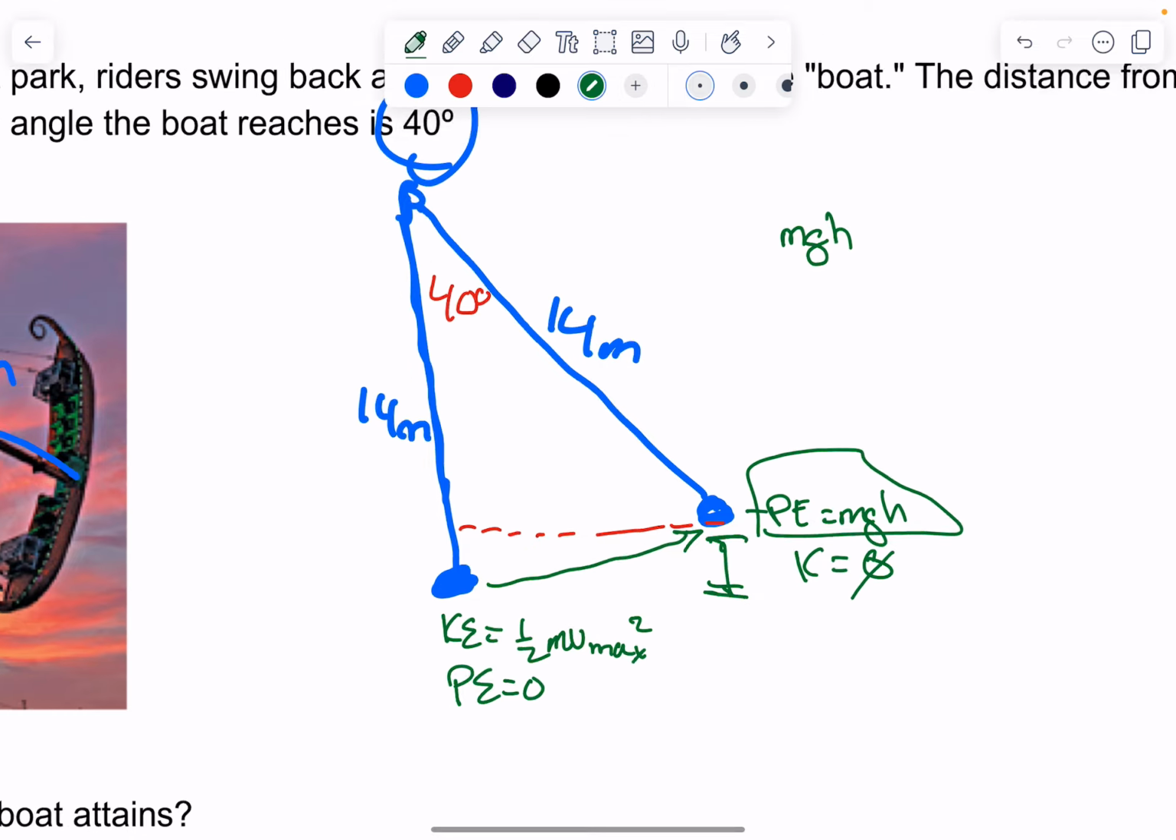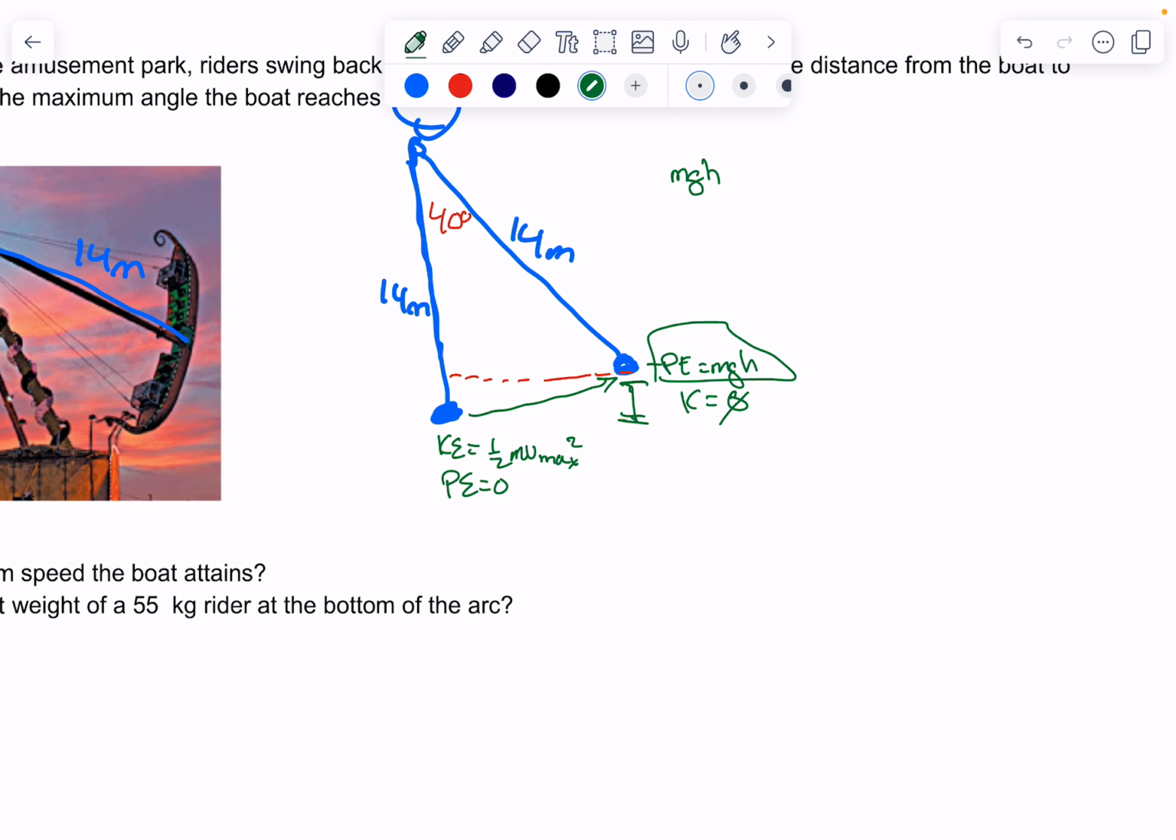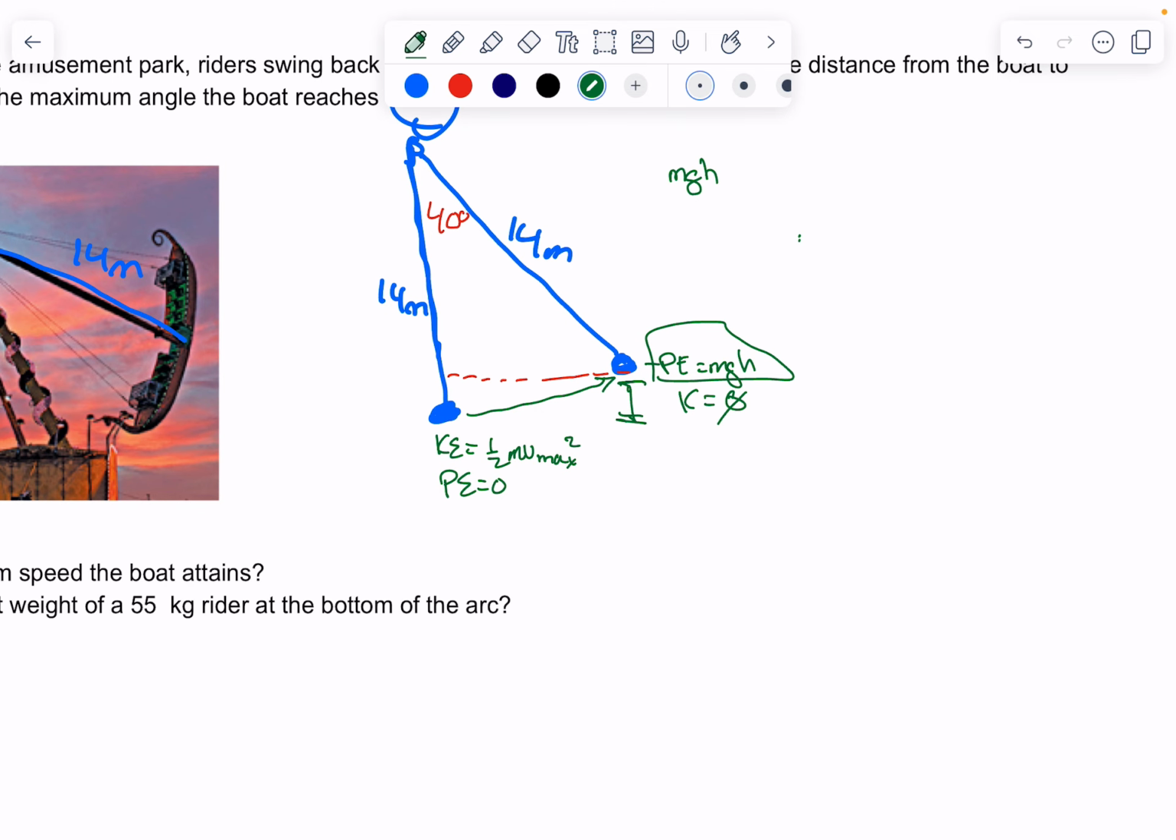But you'll say, wait, I don't know the mass of the guy. But guess what? You're going to set them equal to each other. mgh equals 1/2 mv squared. Your m's cancel. So once you find the h, you can solve for the v.